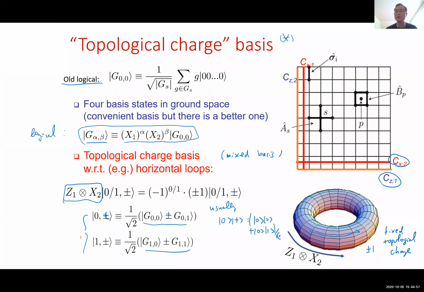So remember that using X, I create a plaquette, or I create flux. Using Z, I create a charge. So it looks like there is a sort of anyon flux threading that, okay?